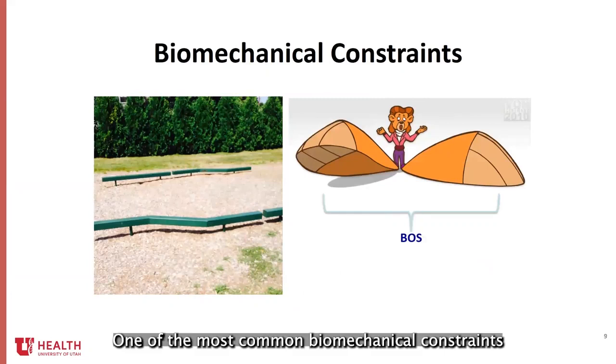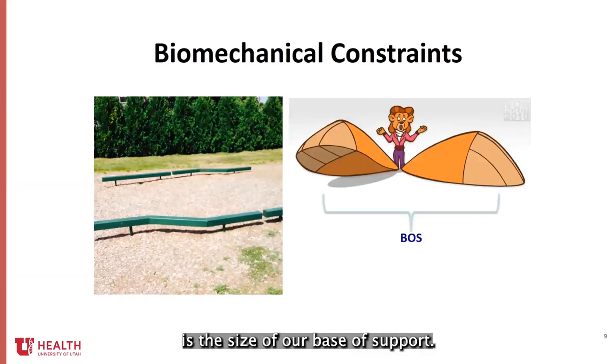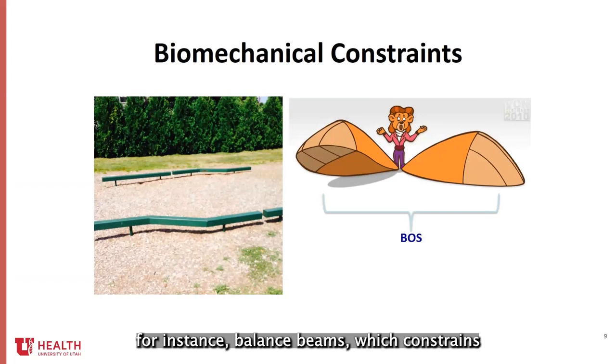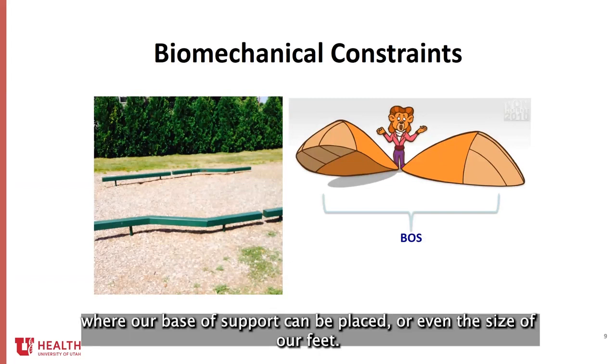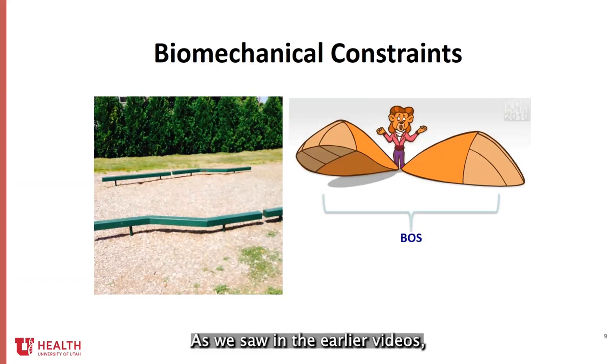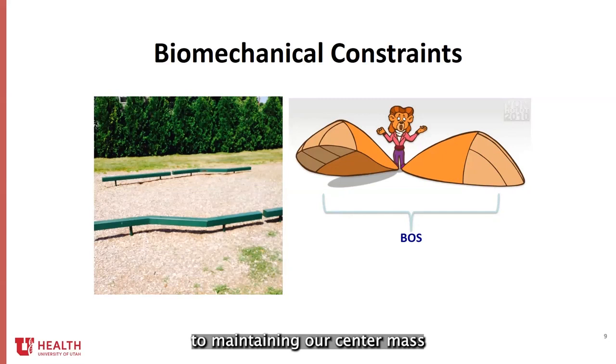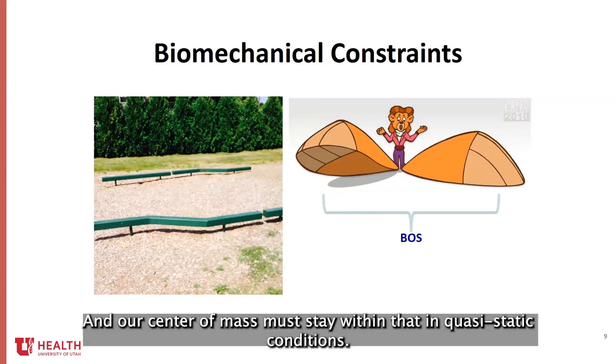One of the most common biomechanical constraints is the size of our base of support. This can be constrained either by walking on narrow ledges, for instance, balance beams, which constrain where our base of support can be placed, or even the size of our feet. As we saw in the earlier videos, the size of our base of support is essential to maintaining our center of mass, and our center of mass must stay within that in quasi-static conditions.